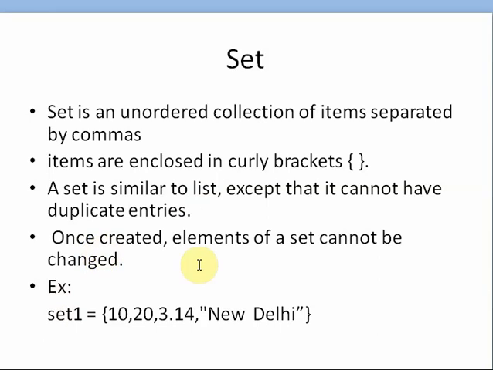Once created, elements of a set cannot be changed. So if a set is created and you want to change its contents, you cannot change it, which means it is an immutable data type. See the example: set 1 equal to curly bracket 10 comma 20 comma 3.14 comma New Delhi, enclosed with curly brackets. Now we will turn to our practical.